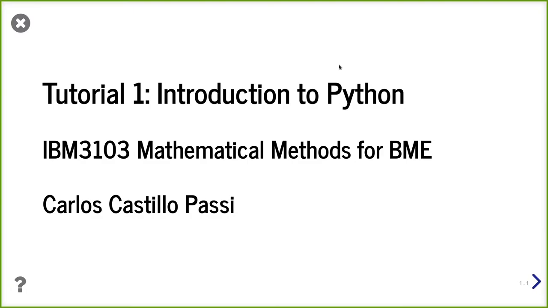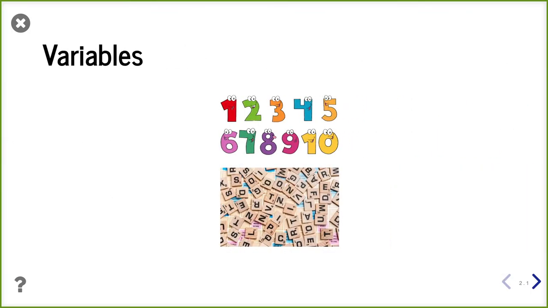Okay, so now we'll start with Python. The first thing we'll define is what's called a variable. A variable is basically a container, a little box in which we can save numbers, strings. Strings are words, like this one. And there are many types of variables, but in this tutorial I'll be explaining mathematical operations between numbers and some string manipulation, but not a lot.